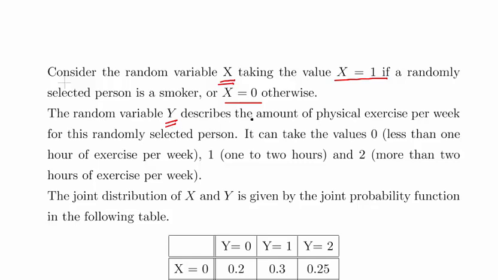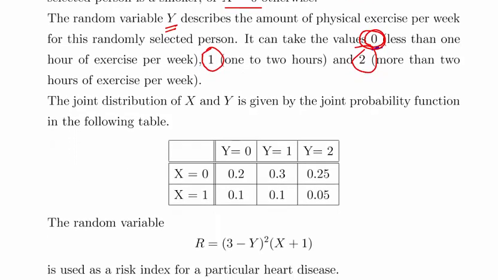The random variable y describes the amount of physical exercise per week that a randomly selected person will do. It could take the value 0, which is less than 1 hour per week, 1 for 1 to 2 hours, or 2, which means 2 or more hours per week of exercise. So we have three possible outcomes there of y: 0, 1, and 2. And this is the joint table there.